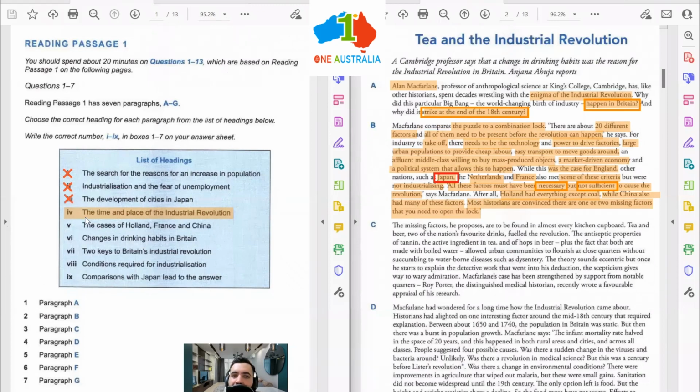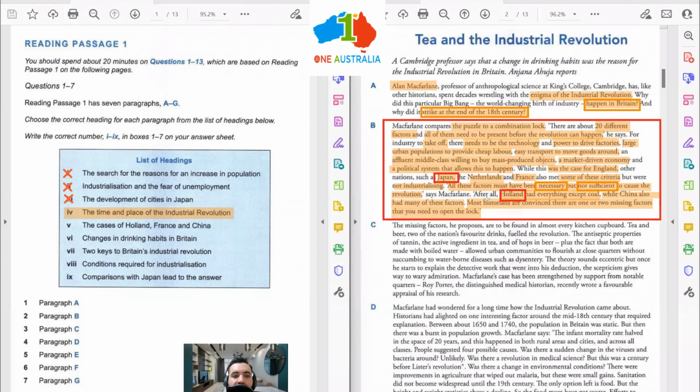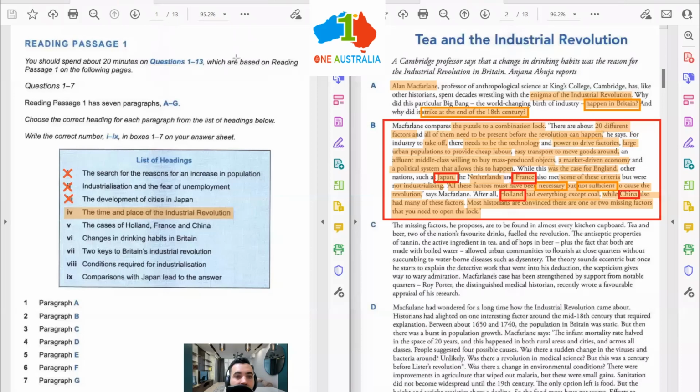Fourth, we have already selected for paragraph A. Fifth, the cases of Holland, France, and China. Guys, definitely they're talking about it, right? But this is not the heading for this passage. Reason being, the heading should be what? The entire paragraph should talk about that issue. They're just using these as examples, right? If you see here, Holland has been stated here, France has been stated here, China has been stated here, but they're just giving one statement about all these countries, that these countries were not industrializing as Britain was. Okay, so this is something which you can also neglect. So this is something which we can discard as well.